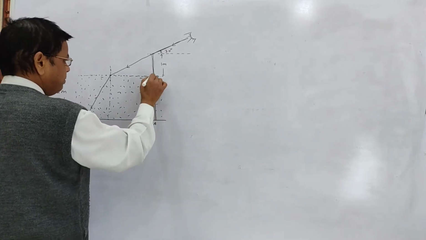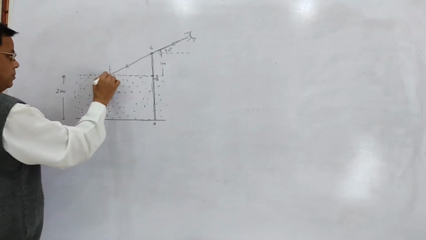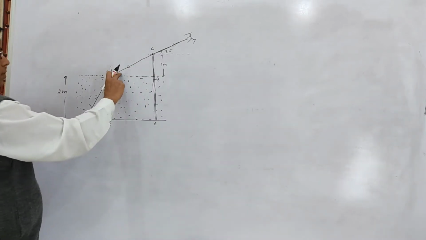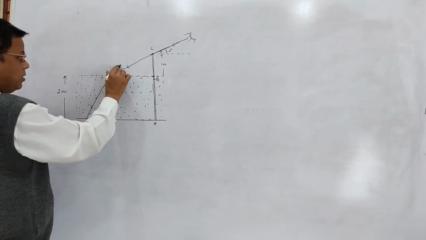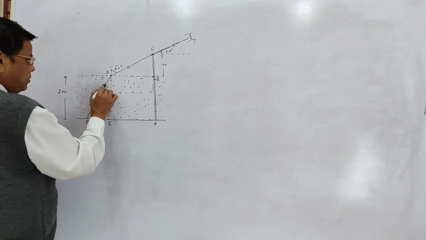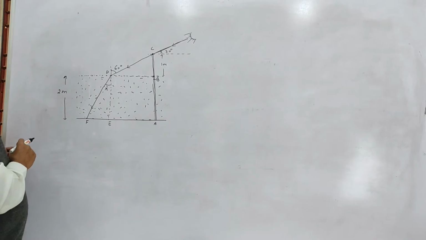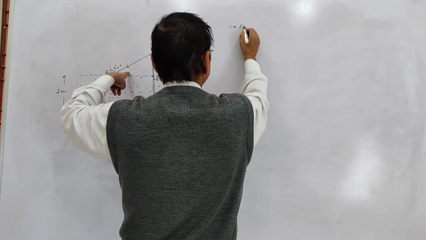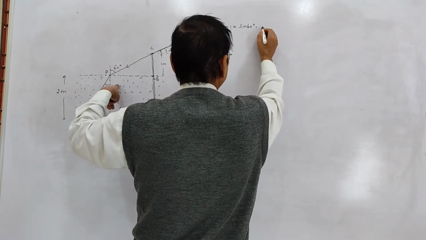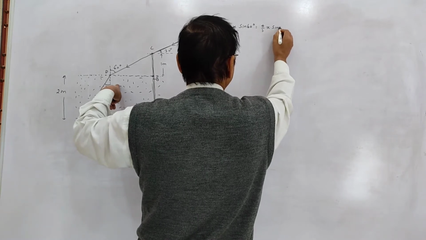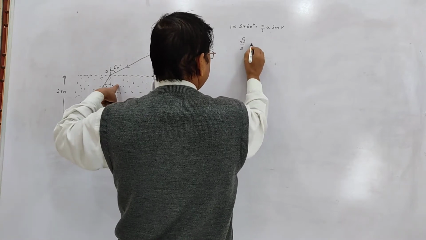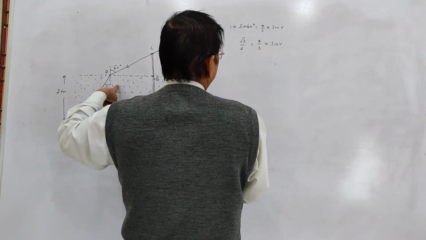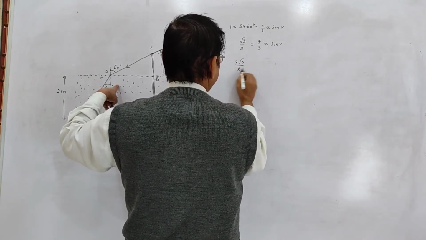So let this point be A, B, C, D, E, F. This angle is 30 degrees, this angle is also 30 degrees. This is the normal and this is the incident ray, so here this angle is 60 degrees. This angle, let it be R. So if I use Snell's law here at point D, then it is 1 (air) into sine 60 equals mu water, that is 4/3, into sine R. So it is √3/2 equals 4/3 into sine R. So it is 3√3 divided by 8 is sine R.